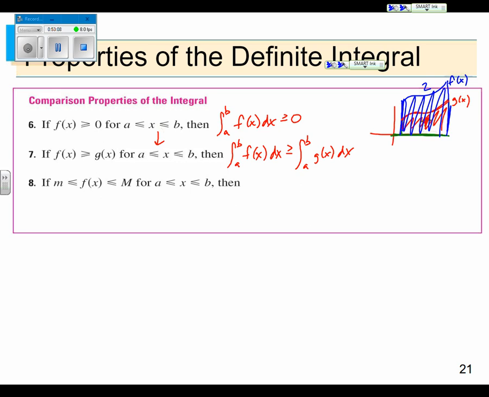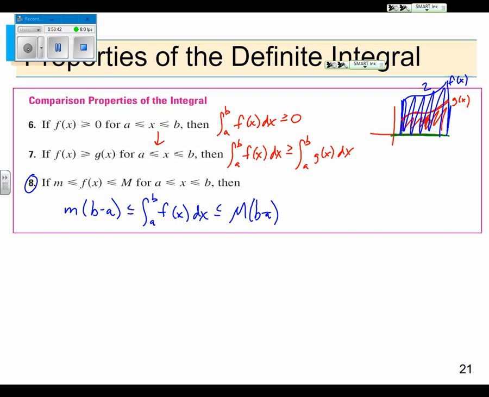So that sets up the property that we're going to use the most in here, this property 8 right here. It says if you have a min m and a max capital M for all x between a and b, then the minimum times b minus a is going to be less than or equal to the integral from a to b of f of x dx, which will be less than or equal to the maximum times b minus a.